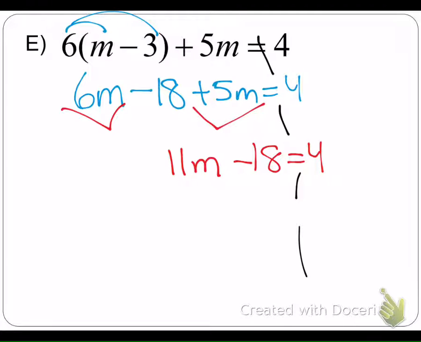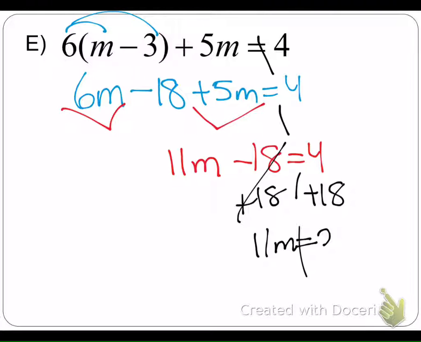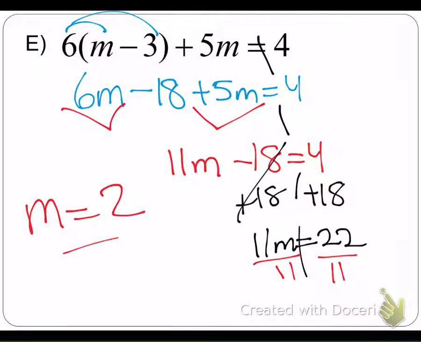All right, next. Shh, getting a little chatty. Add 18 to both sides. Very good. So 11m equals 22. Divide by 11. M equals what? 2. Very good.